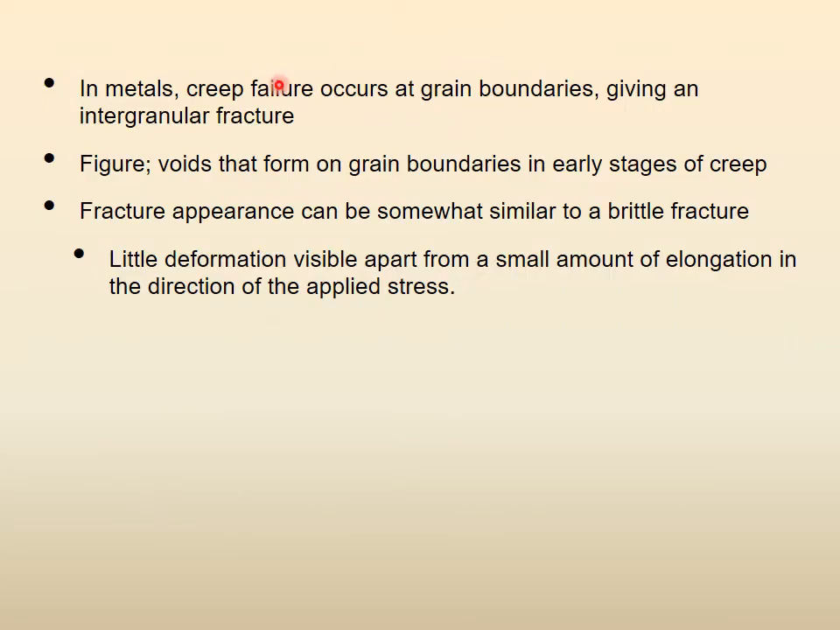In metals, creep failure occurs at the grain boundaries, right. We told you that earlier, giving an intergranular fracture. In the figure that we will show you, voids form on the grain boundaries in the early stages of creep, and the fracture appearance due to creep can be somewhat similar to a brittle fracture. Okay. There is little deformation visible apart from a small amount of elongation in the direction of the applied stress.